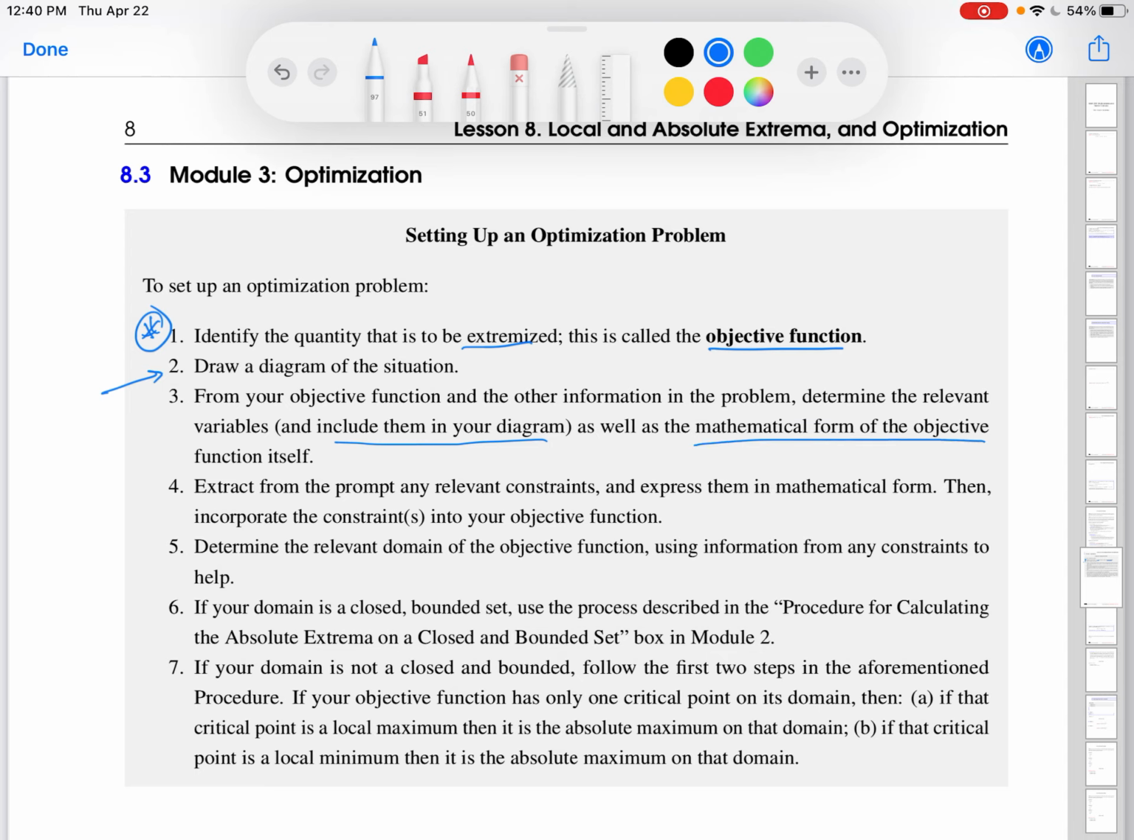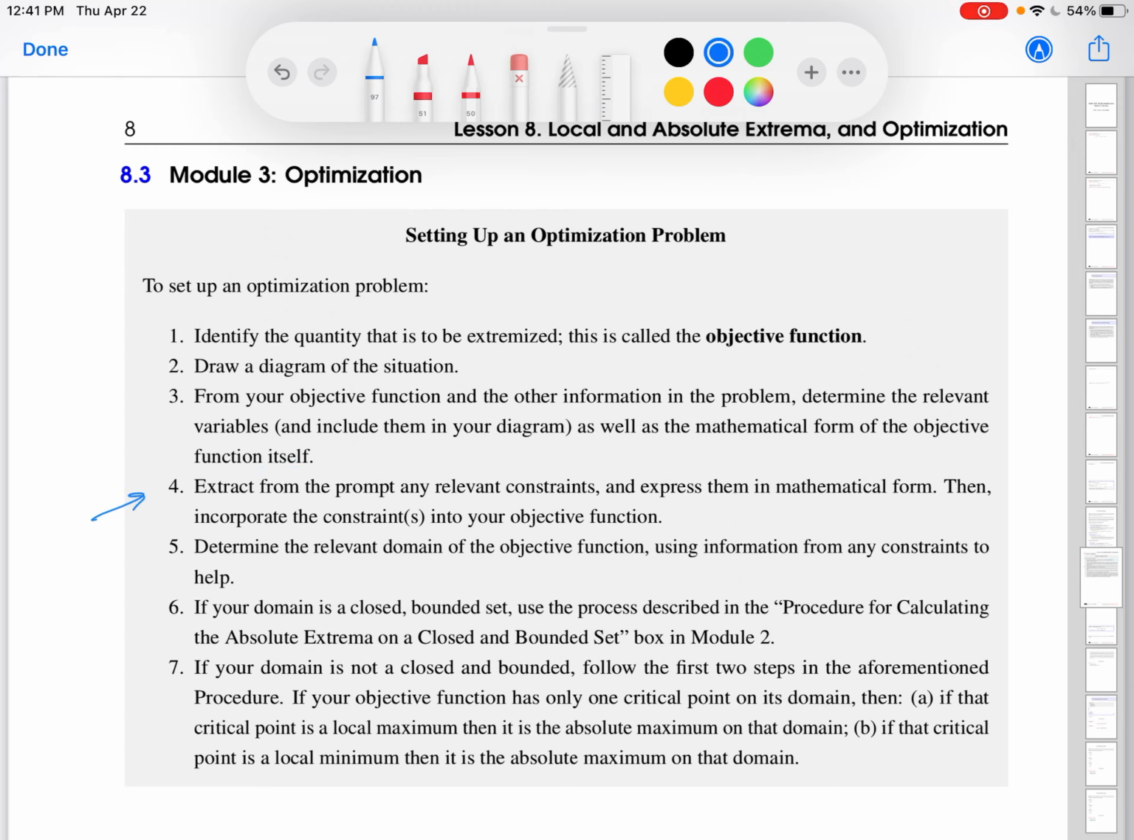And also the mathematical form of the objective function itself. If earlier you were asked to maximize the volume, for example, and now you're talking about the volume of some rectanguloid, now you can write out an equation for that volume, where x, y, and z are the dimensions of the rectanguloid. So once you name variables, that will help you mathematize your objective function. That's certainly going to help optimize it later.